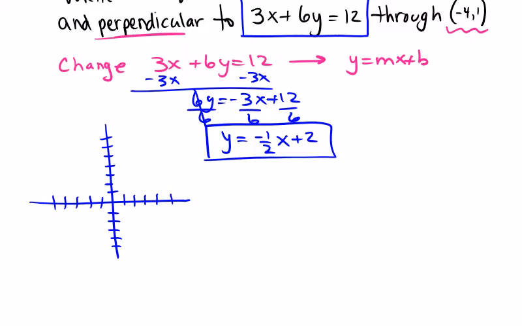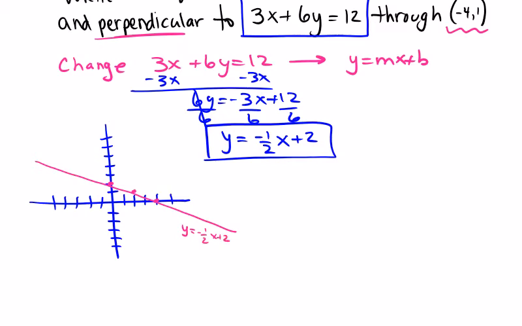So our y-intercept is at +2. So we get +2 right here. Then our slope is -1/2. So down 1 and to the right 2, down 1 and to the right 2. And this is going to get us our line of y equals -1/2x plus 2.